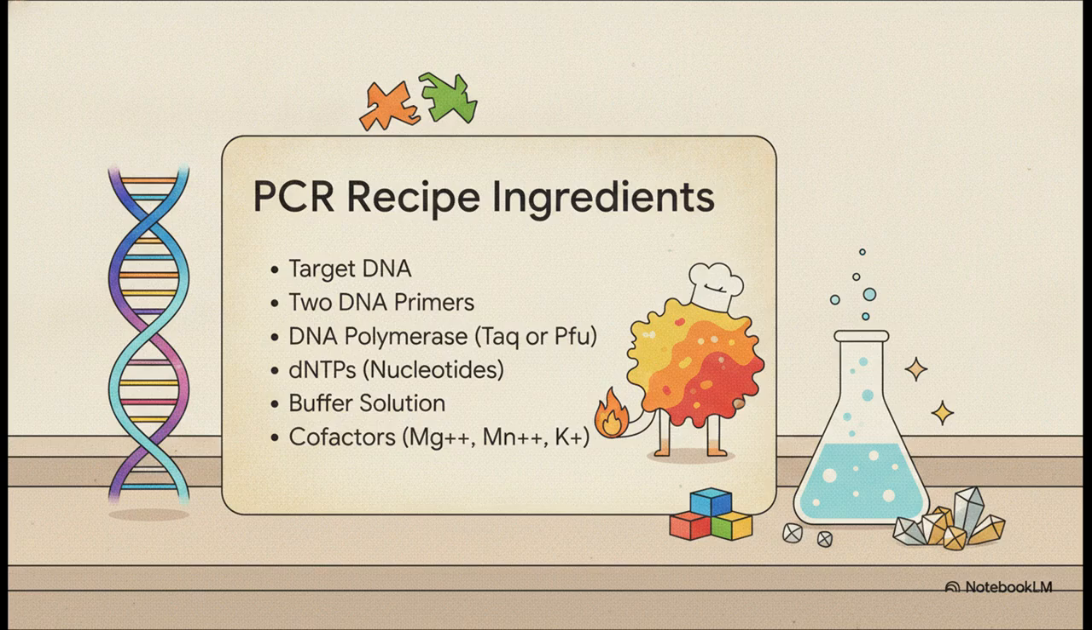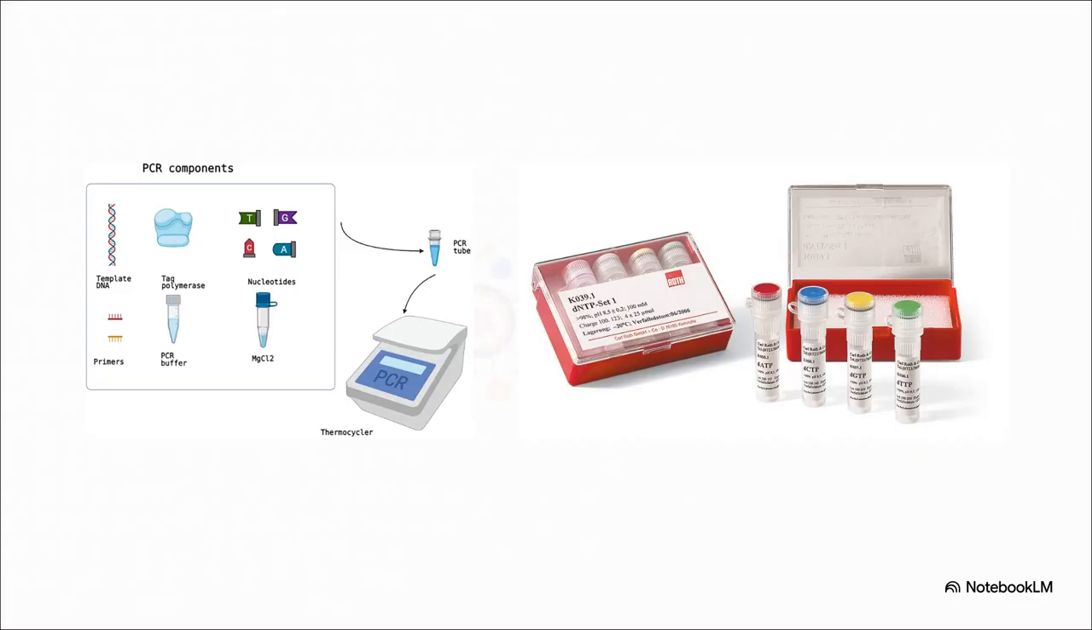Finally, you need your dNTPs, a buffer solution, and mineral cofactors like magnesium. Now, those dNTPs I just mentioned, those consist of the 4 basic nucleotides: adenine, thymine, cytosine, and guanine. These are the literal physical building blocks that the Taq polymerase enzyme uses to synthesize the brand new DNA strands. Without them, the whole amplification process just stops entirely.